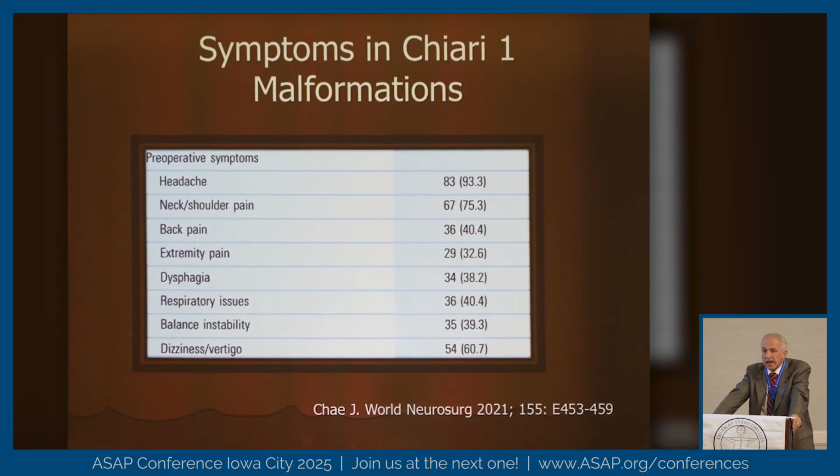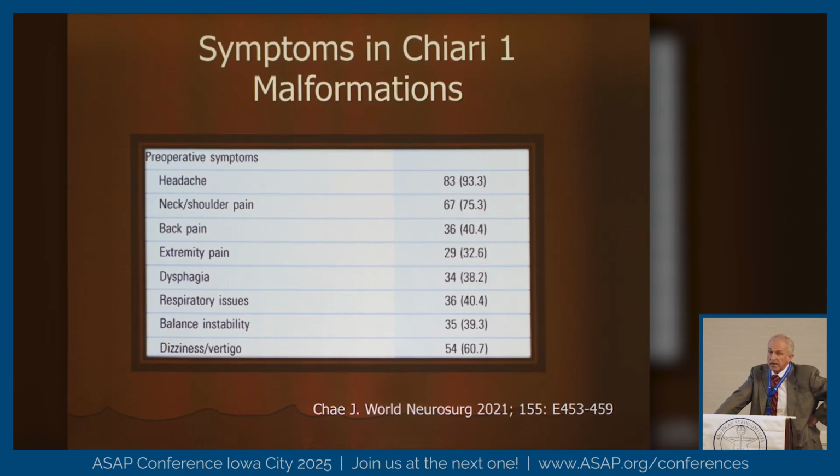Second thing is that headache, which has been mentioned numerous times already today, is the most common symptom in patients with Chiari malformations. In fact, in this one study, 93% of patients had headache, as compared to neck pain or shoulder pain in 75%, back pain 40%, et cetera. So headache is the most common symptom in Chiari malformations and a common reason for us seeing these patients in our clinics.